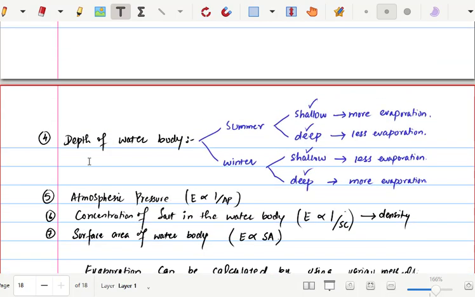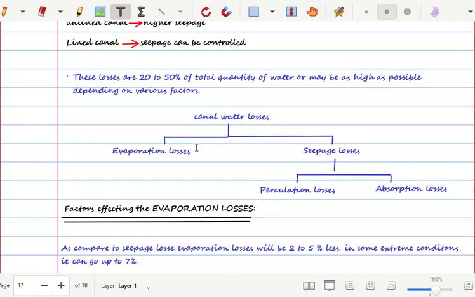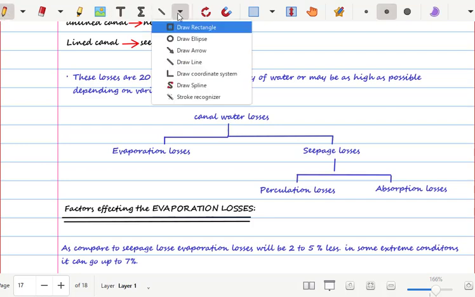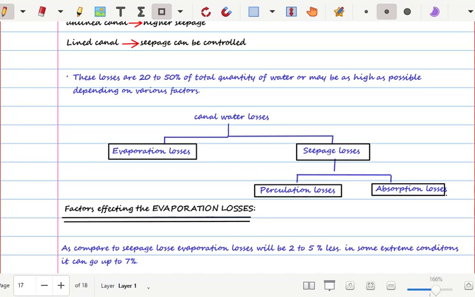The next is, we have discussed the factors related to the evaporation, and the next is our seepage. We are going to discuss that in our next lecture, because already we are over 49, 50 minutes and it's almost near to 1 hour, so I don't want to make it more boring. So let's close it here, and in next video we will discuss about the seepage losses.